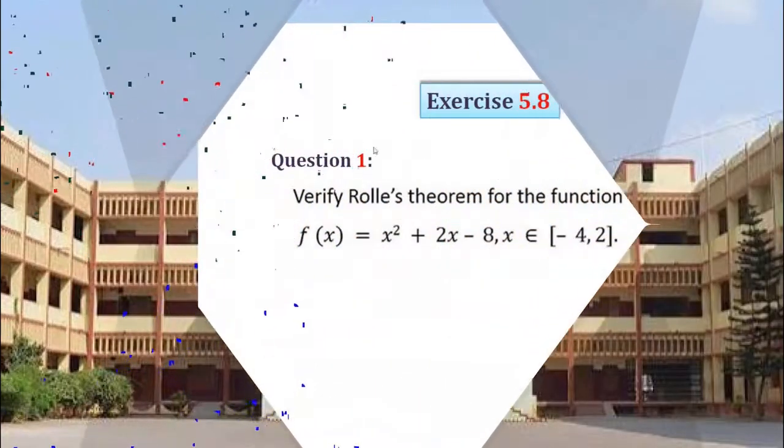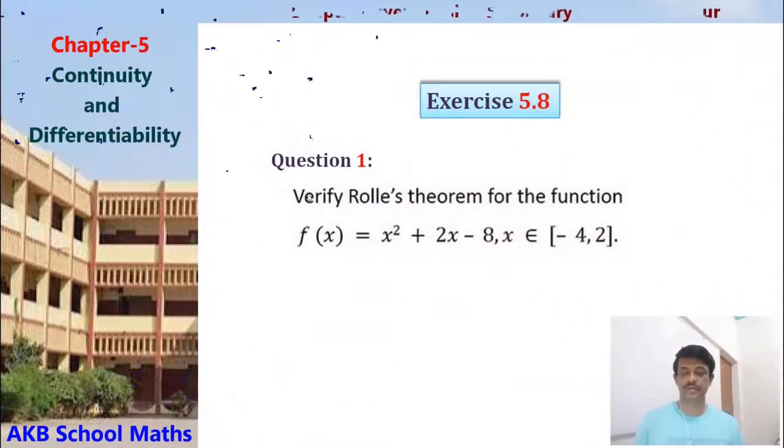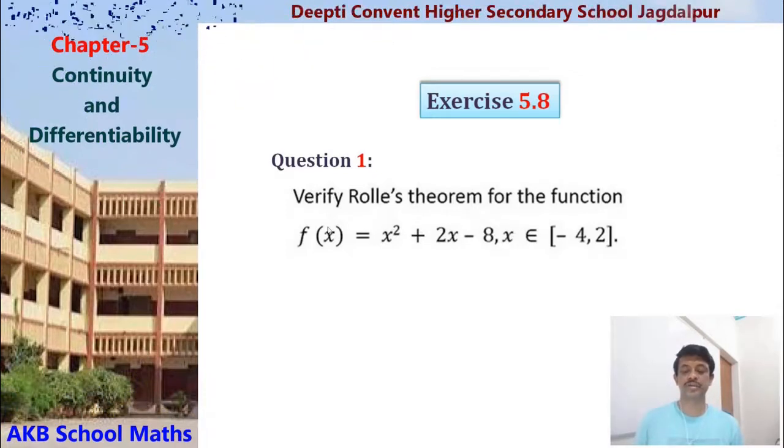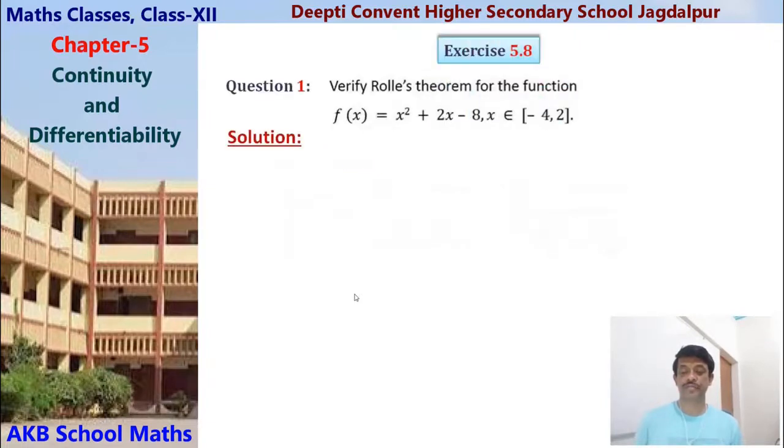Question 1 of exercise 5.8. Verify Rolle's theorem for the function f x equals x square plus 2x minus 8, x belongs to the interval minus 4 to 2. So here we have to verify Rolle's theorem. Let us solve. We are given the function f x equals x square plus 2x minus 8, x belongs to this interval.